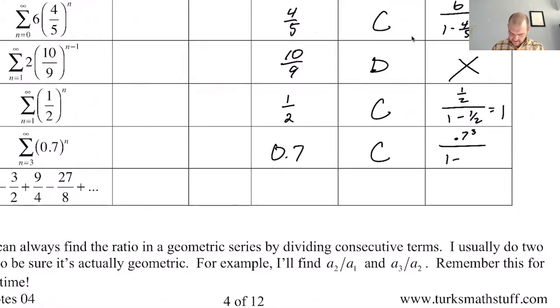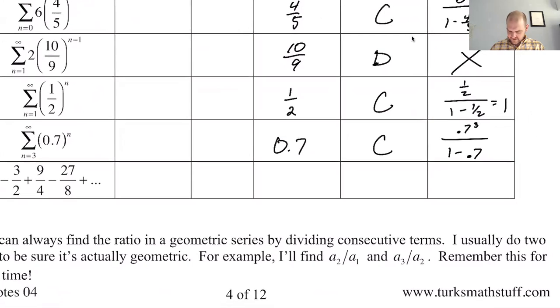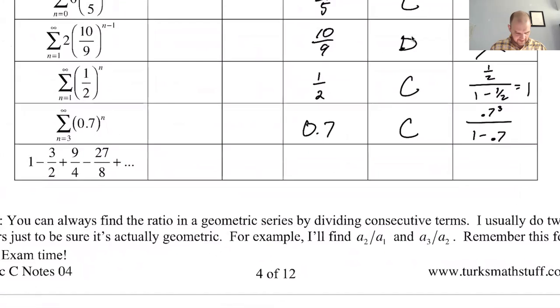Over 1 minus 0.7, which I don't want to work out. It's like 3 to 49 over something. I don't know, something. No, not even, because of 3. The calculator will tell us.